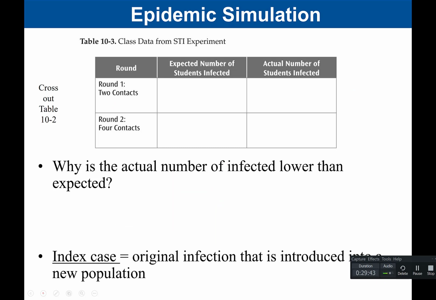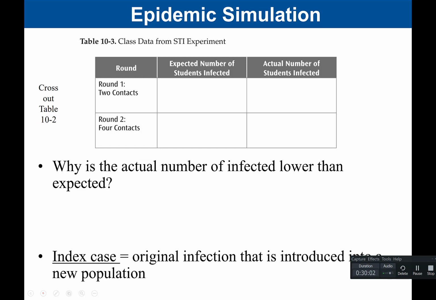So in your data for today, you can cross out table 10-2. You can cross it out because you're not actually doing the simulation, so there's no data to put here. But I will give you some example data to use for table 10-3.